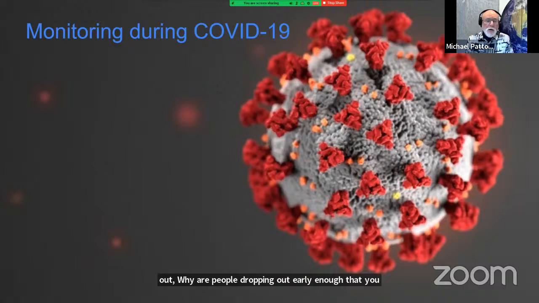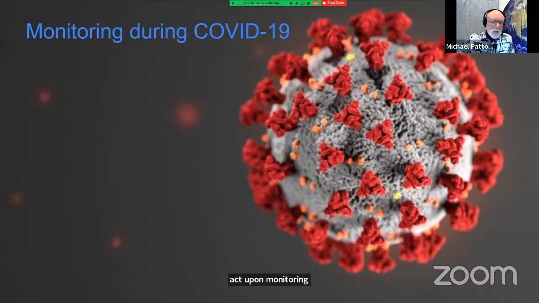We've learned from dropouts that if you don't contact them almost immediately when they stop coming, you will lose them. But if you do contact them when they stop coming and find out what the issues are, those issues can often be solved to get people back into a program. And so being able to act upon monitoring data in a timely way, and not just do it routinely, again, if we monitor on a 3-month basis, that's not as helpful as monitoring in real time.